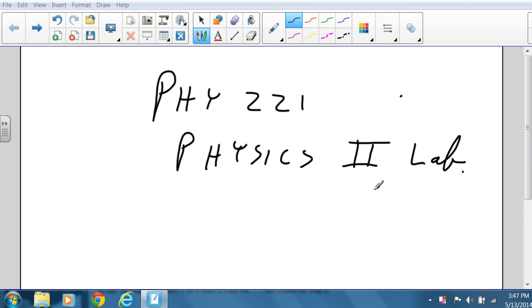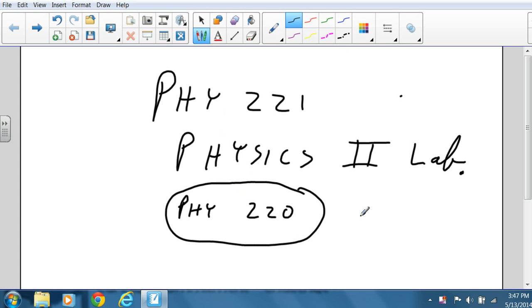This is Physics 221, the Physics 2 lab. In order to be in the Physics 2 lab, you need to be in Physics 220, which is the Physics 2 class. And there's no way you can be in one without the other. You could have done that last semester, and that would be perfectly okay to be here too.